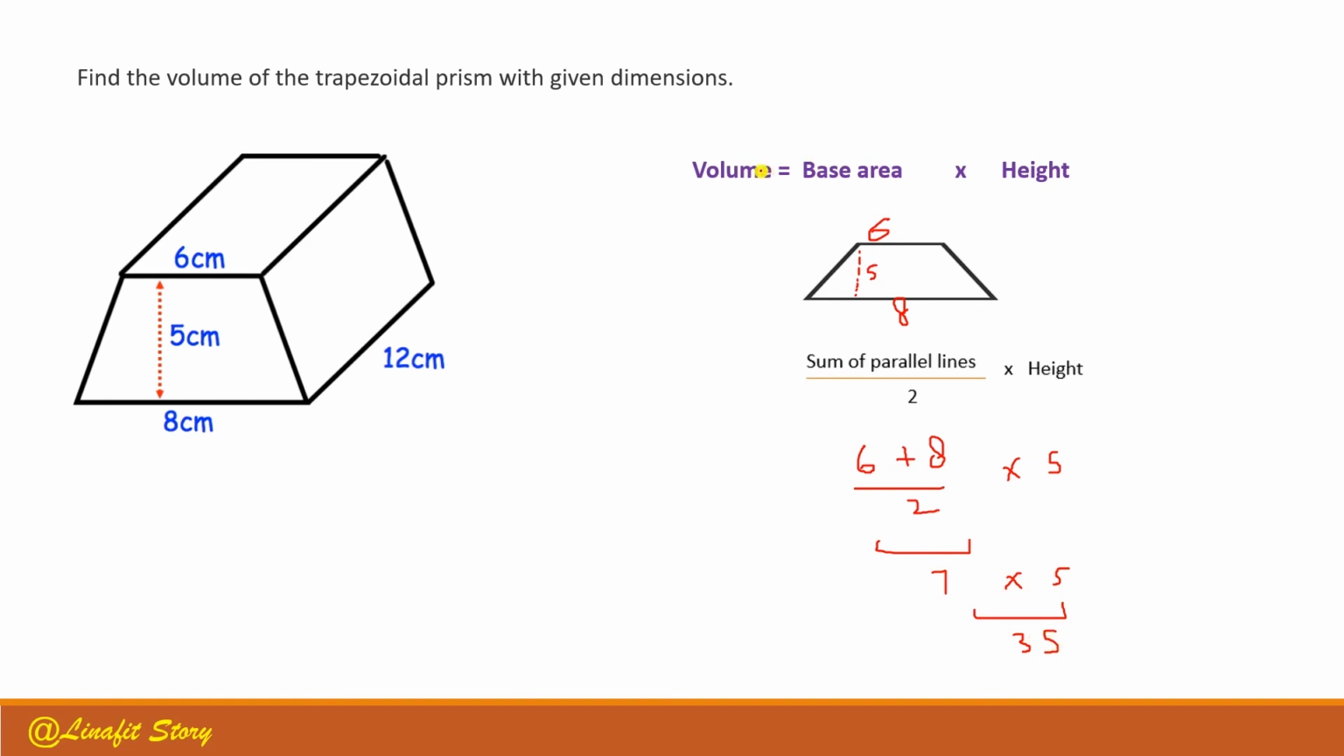To get the volume of a prism is base area times height of the prism. The base area is 35 times the height of the prism is 12 cm. 35 times 12 is equal to 420 cubic cm.